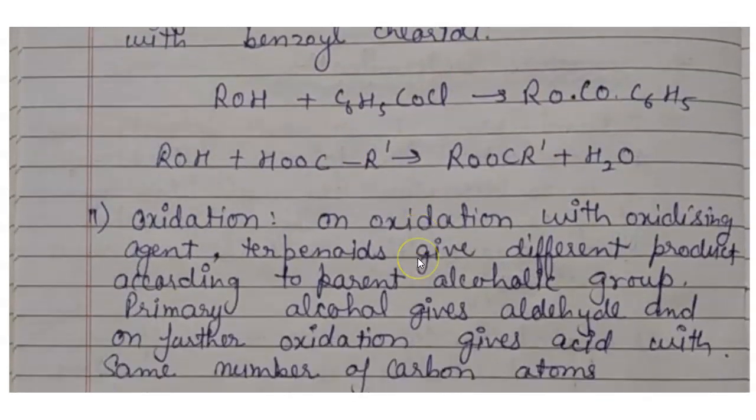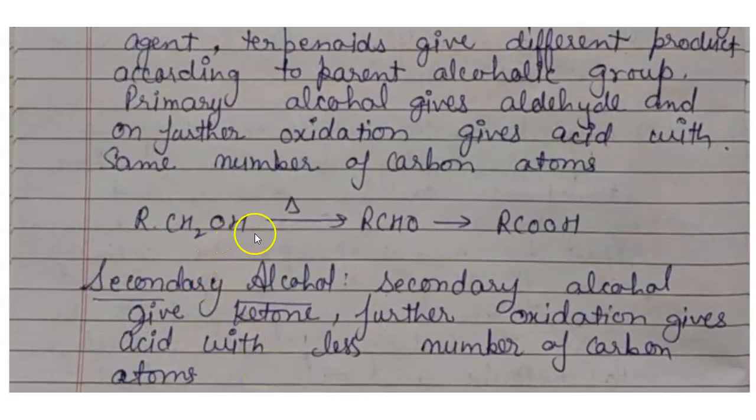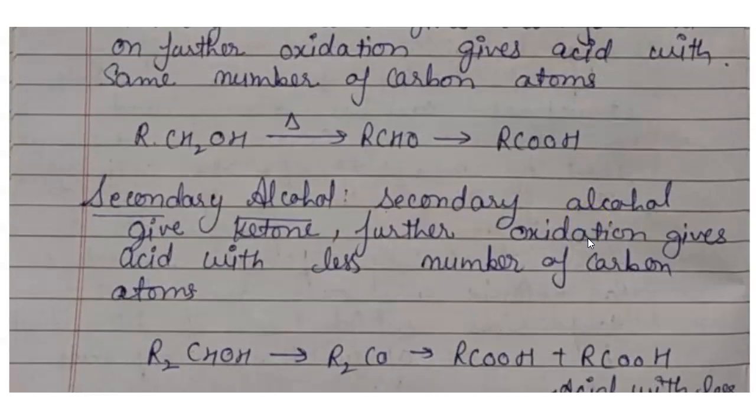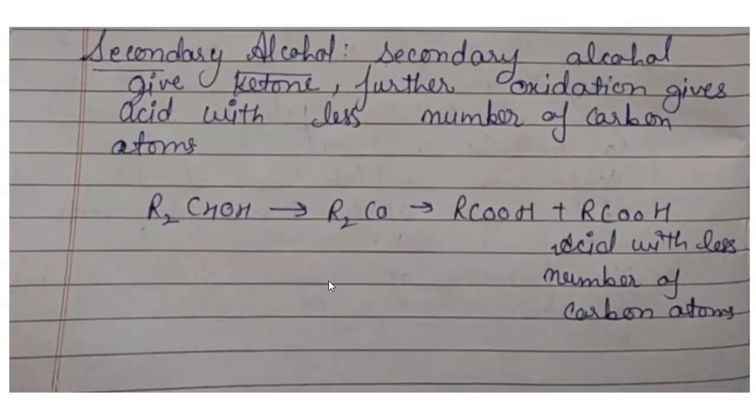These are the reactions. Next, oxidation with an oxidizing agent. Terpenoids give different products according to the alcohol group present. Primary alcohol gives aldehyde and on further oxidation gives acid with the same number of carbon atoms. RCH2OH on heating gives RCHO, which is converted to carboxylic acid. Secondary alcohol gives ketone, and further oxidation gives acid with a lesser number of carbon atoms.